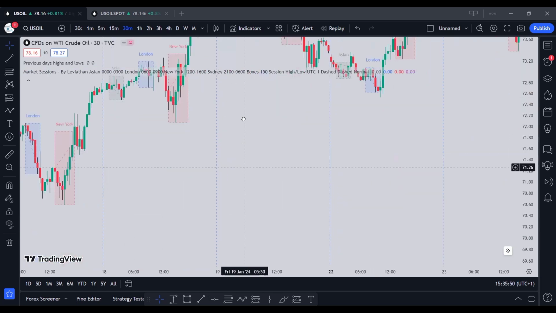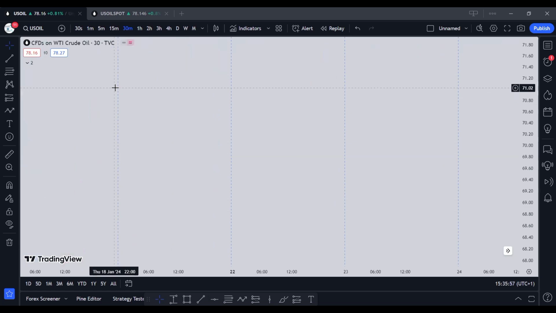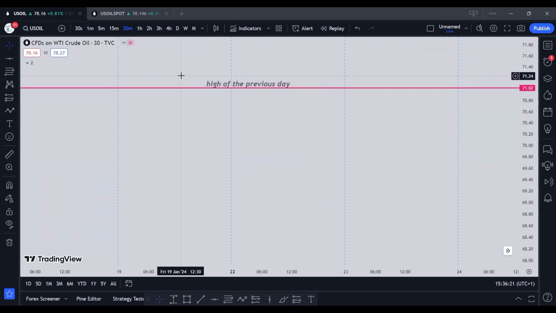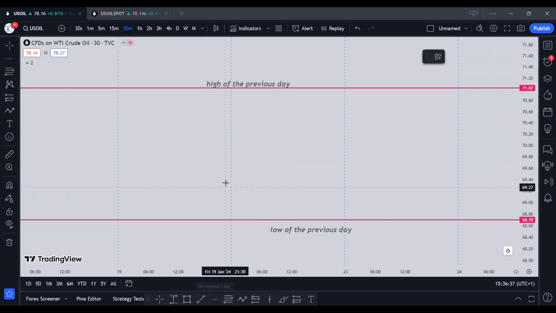Now, there are three things you need to understand. I want to work with liquidity. When I'm coming to the chart, there are three areas I want to look at. First, high of the previous day. I want to work with low of the previous day. And I want to work with the closing price of the previous day.